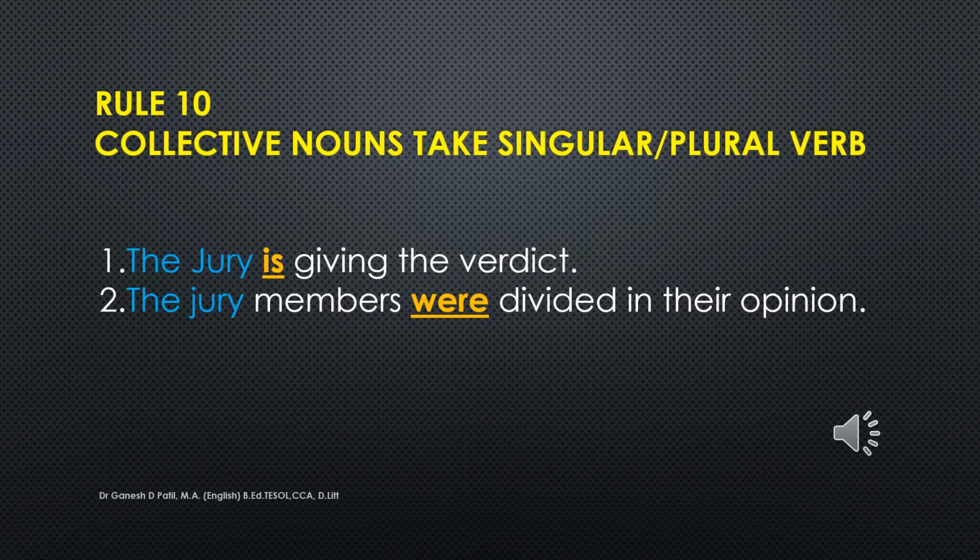For example, the jury is giving the verdict. Here, the jury is seen as a team, as one team. But see the second sentence, the jury members were divided in their opinion. Here, different members of the jury are referred to. Therefore, the subject jury members follows were.